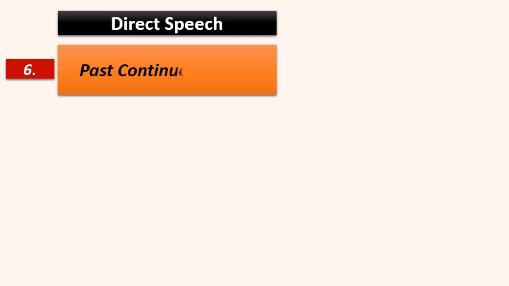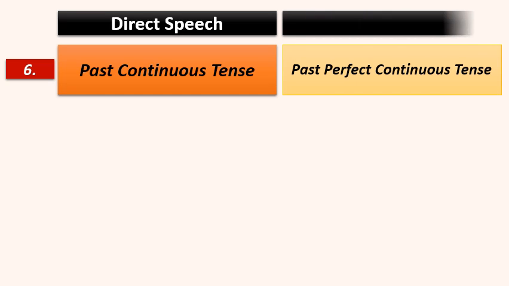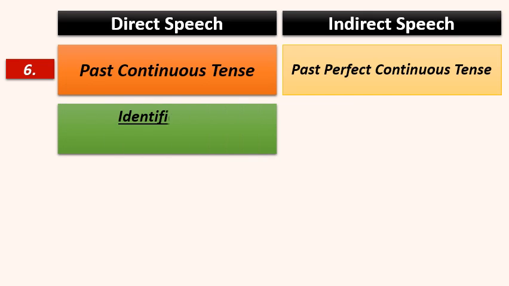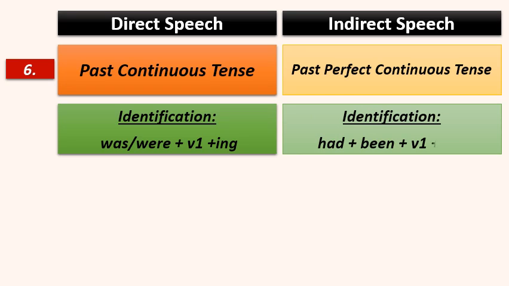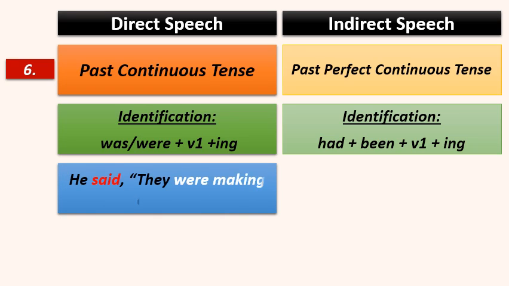Number 6. If reported speech is in past continuous tense, then it will be converted into past perfect continuous tense in indirect speech. Fine. So the identification of past continuous tense is was or were plus first form of the verb plus ing, and the identification of past perfect continuous tense is had plus been plus first form of the verb plus ing. So let us see some examples to clarify it. Number 1, he said, "They were making a noise."